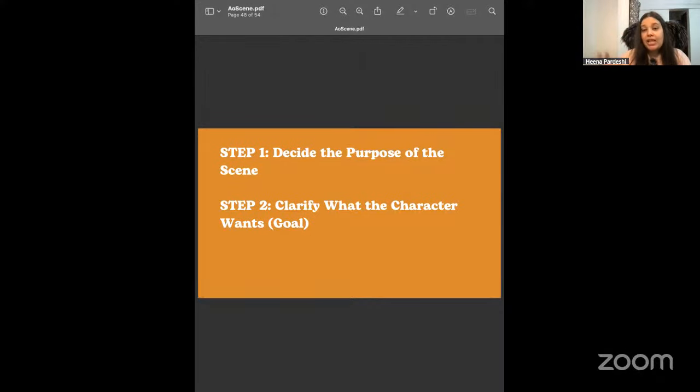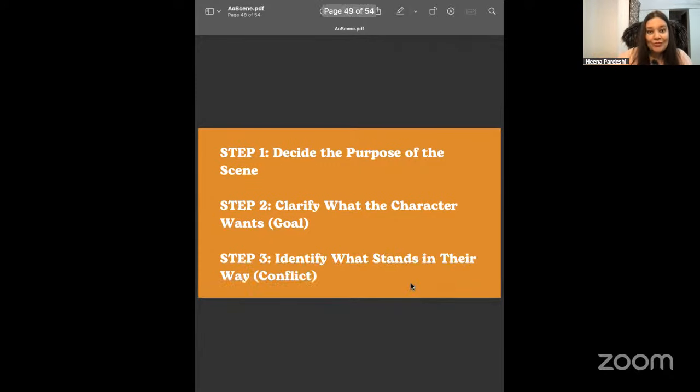Step 3, identify what stands in their way. That is conflict. Once you know what they want, ask, what makes this harder? Conflict can be another character, a misunderstanding, time pressure, environment, or weather, a secret, a fear, a physical obstacle, their own beliefs, or a supernatural force.